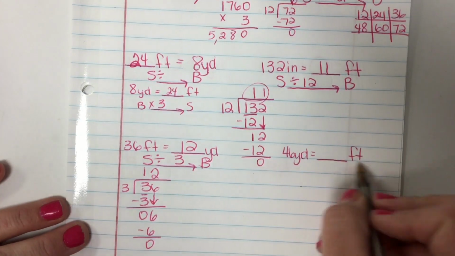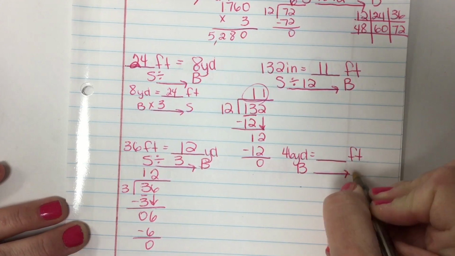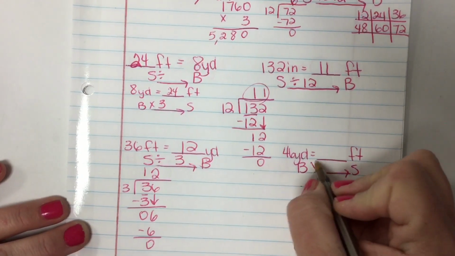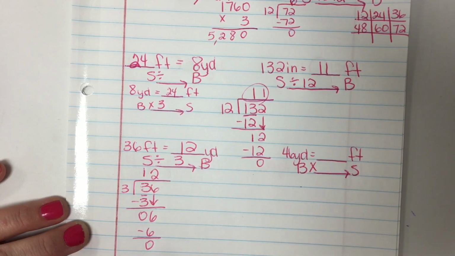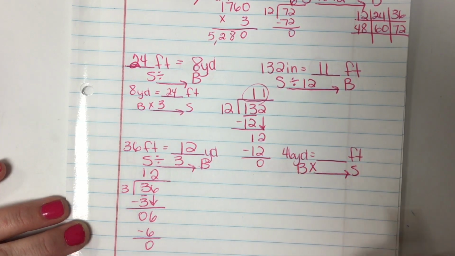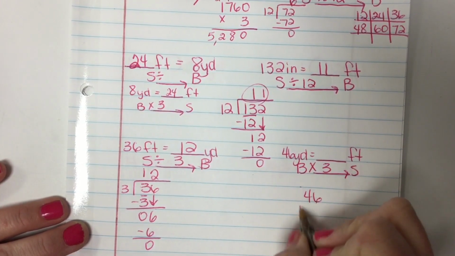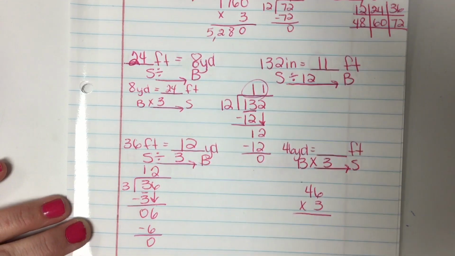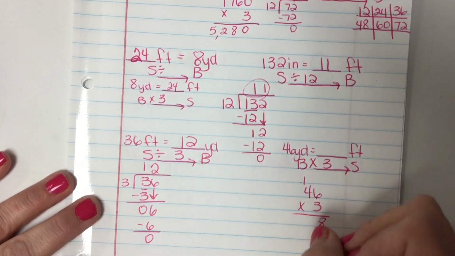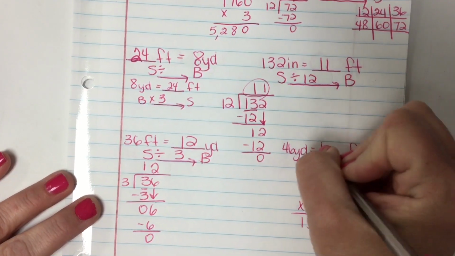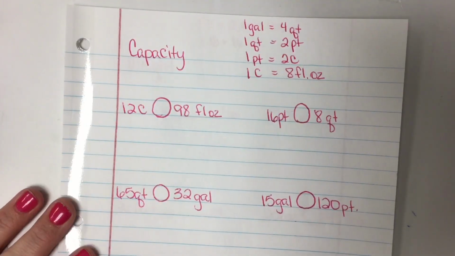All right, last one. 46 yards equals how many feet? Again, yards is big, feet is small. So we're going to multiply because we're going from a big yards measurement to a foot measurement. There are 3 feet in a yard, so we're going to multiply by 3. 46 times 3. 6 times 3 is 18. 3 times 4 is 12, plus 1 is 13. That's 138 feet.